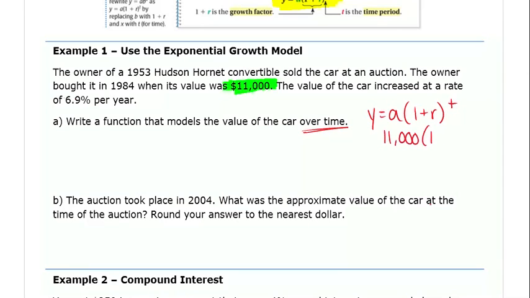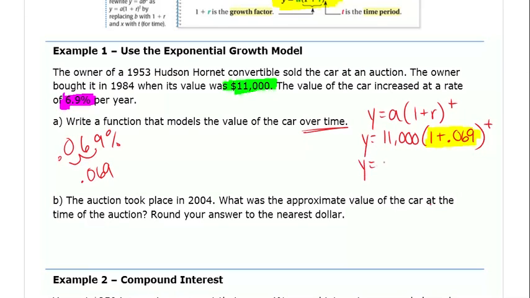We need to know the rate. The rate is 6.9% per year. So just a quick review: that's the percentage. If we need it to be a decimal, we're going to take that decimal and slide it 2 spots to the left, and we can fill in that 0 there. So 6.9% as a decimal would be 0.069. I'm going to plug that in for my r. My t is going to stay, and my y is going to stay. And all I need to do now is simplify this a little bit. So my final function would look like y equals 11,000 times 1.069 to the power of t.